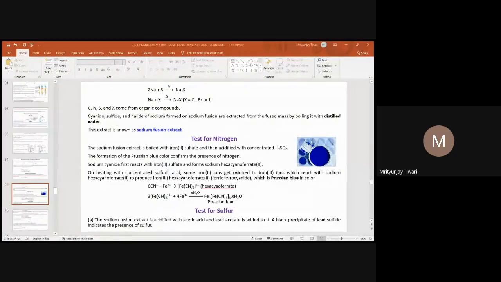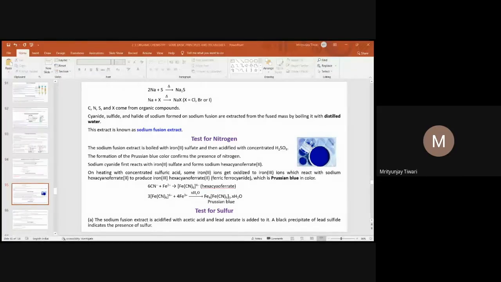So in the reaction, we have the sulfide ion in the sodium fusion extract, and we have just acidified it with acetic acid. Why do we use acetic acid? Because lead acetate is soluble in water, and if different ions are there, there may be interference, so to avoid that we add acetic acid. When the lead reacts with the sulfide, it forms lead sulfide, which is black in color and solid, it doesn't dissolve in water, and it forms a precipitate.